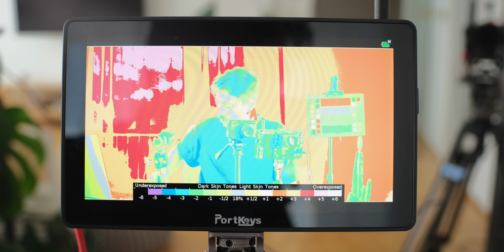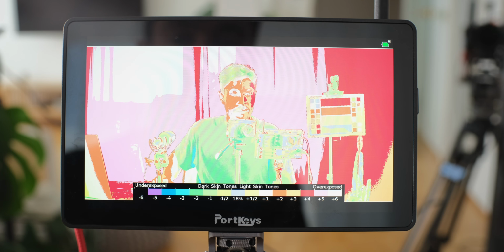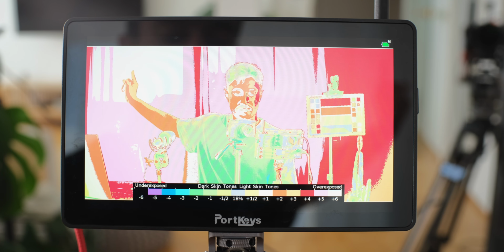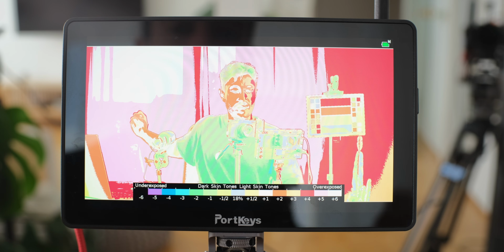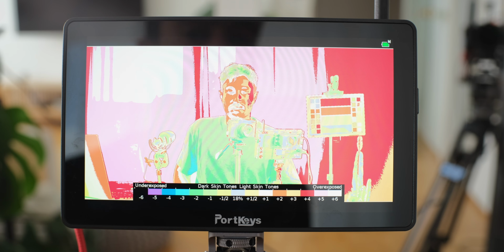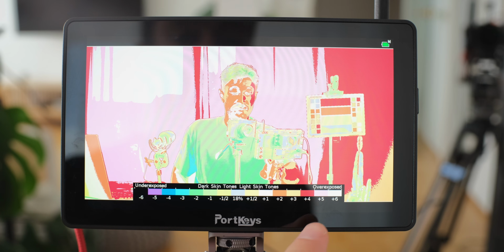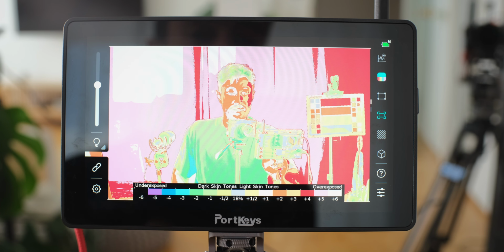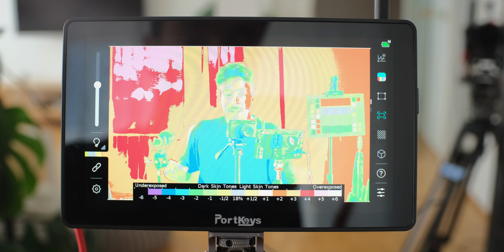And if I were to, for example, push my ISO up, I would see that I am clipping right over here, right over there, and I am not clipping on my face, but it is actually 4 stops overexposed than the 18% middle gray. This is one of the advantages of this.